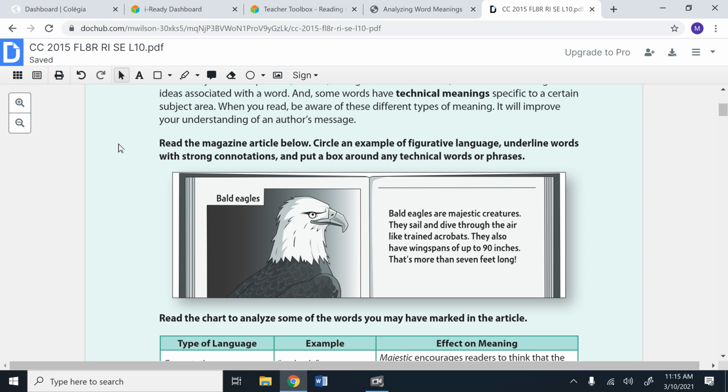The text says, read the magazine article below. Circle an example of figurative language, underline words with strong connotations, and put a box around any technical words or phrases. So first, let's read the text.